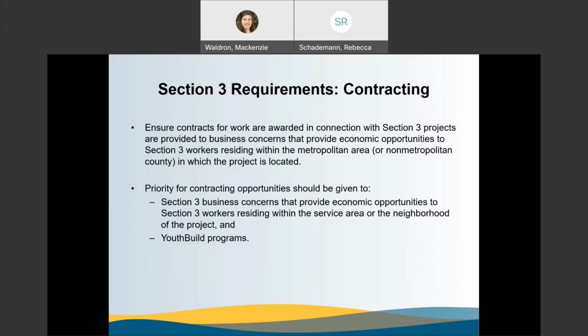Again, where feasible, priority for contracting opportunities described here should be given to Section 3 business concerns that provide economic opportunities to Section 3 workers residing within the service area or neighborhood of the project, and to YouthBuild programs.